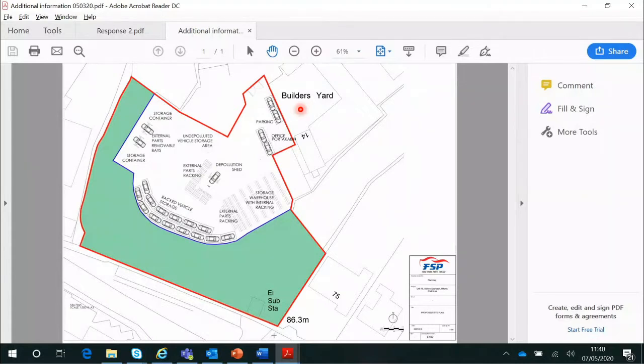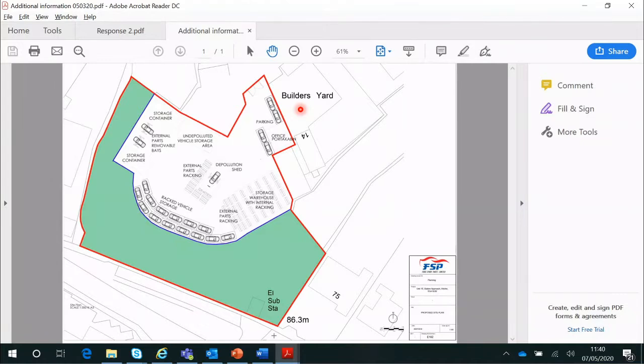It also allows the reuse of a site that has been empty and unused for some time. And it's very well located in terms of primary roads in Hitchin.